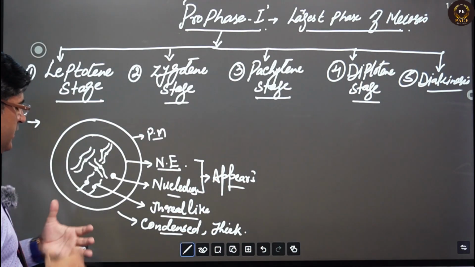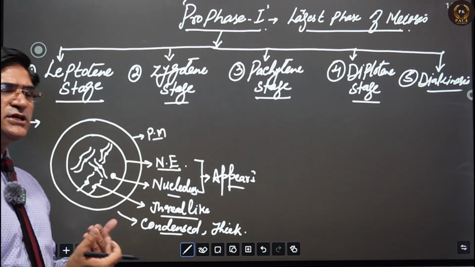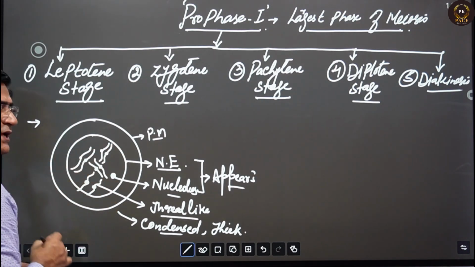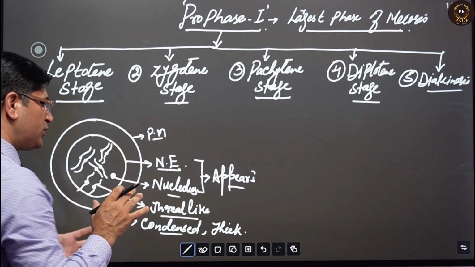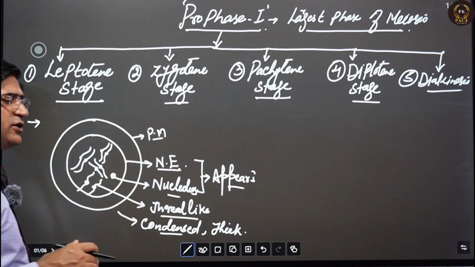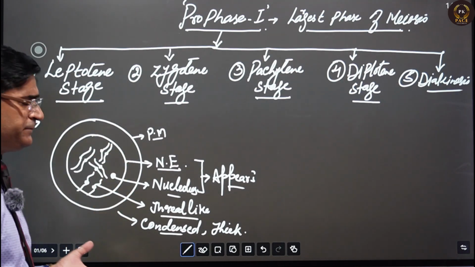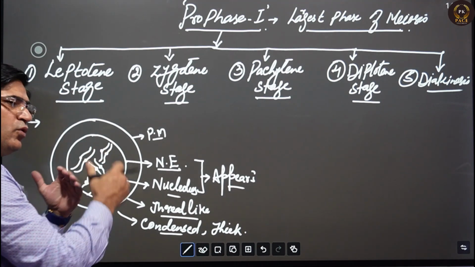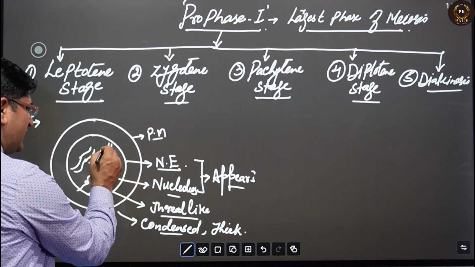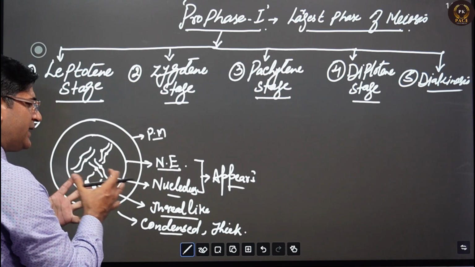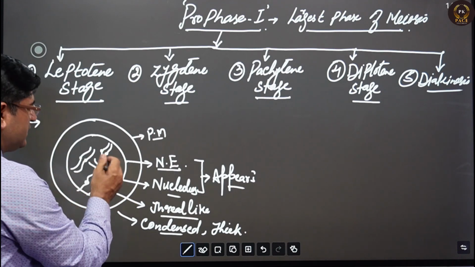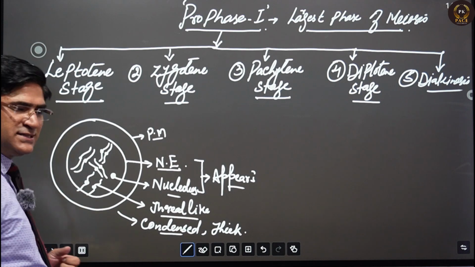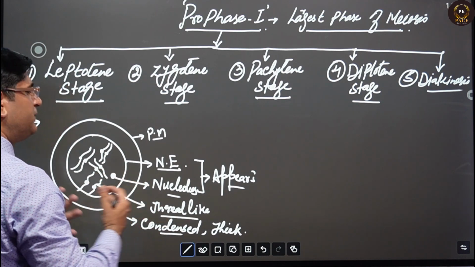More and more condensation of the chromatin material occurs inside the nucleus with the help of special proteins, like the histone proteins you have already gone through. With their help, there is more and more condensation of the chromatin material. Then these chromatins get aligned and attached with the centromere, leading to the formation of chromatids. So the chromosomes form chromatids.